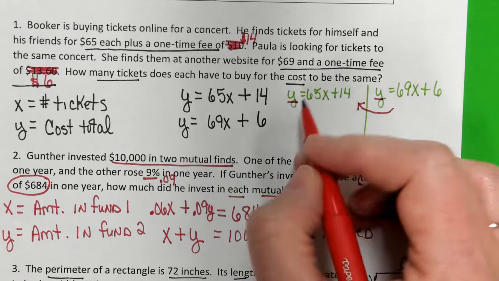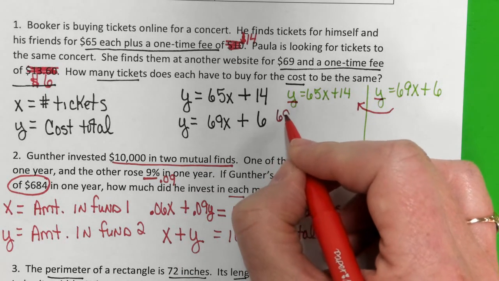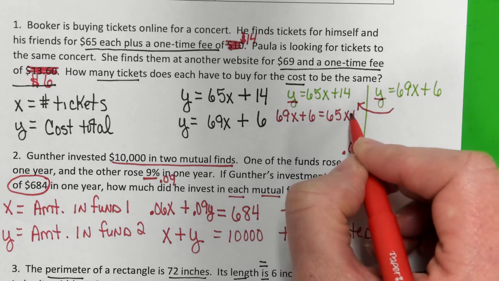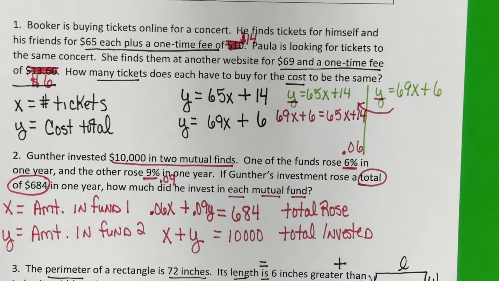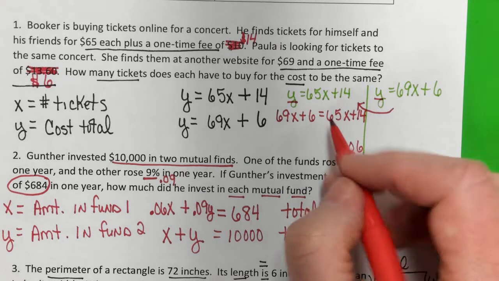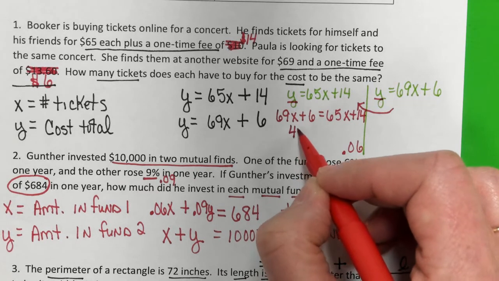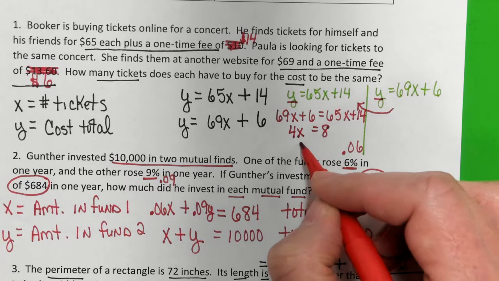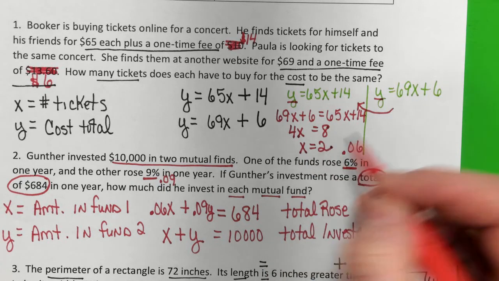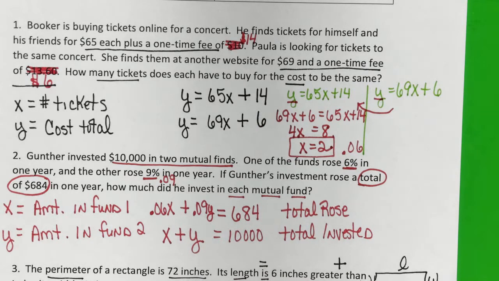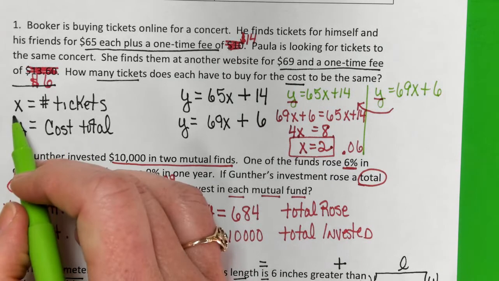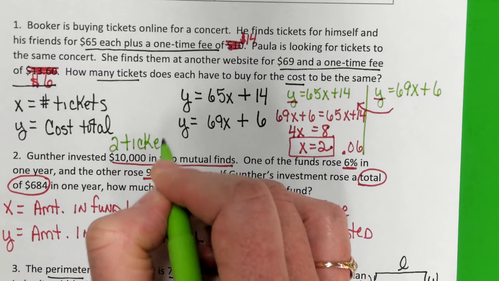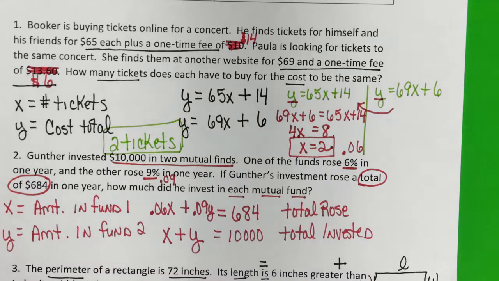for y. So the reason why this makes us a little uncomfortable is because most of the time we don't end up with variables on both sides when we're doing systems like this. But it's totally okay if we do. I'm going to move my 65x over to get 4x. I'm going to move my 6 over to get 8. And we get x equals 2. And notice that's it. We're done. We don't have to do anything else there. We've already answered our question. They have to buy 2 tickets for the cost to be the same.